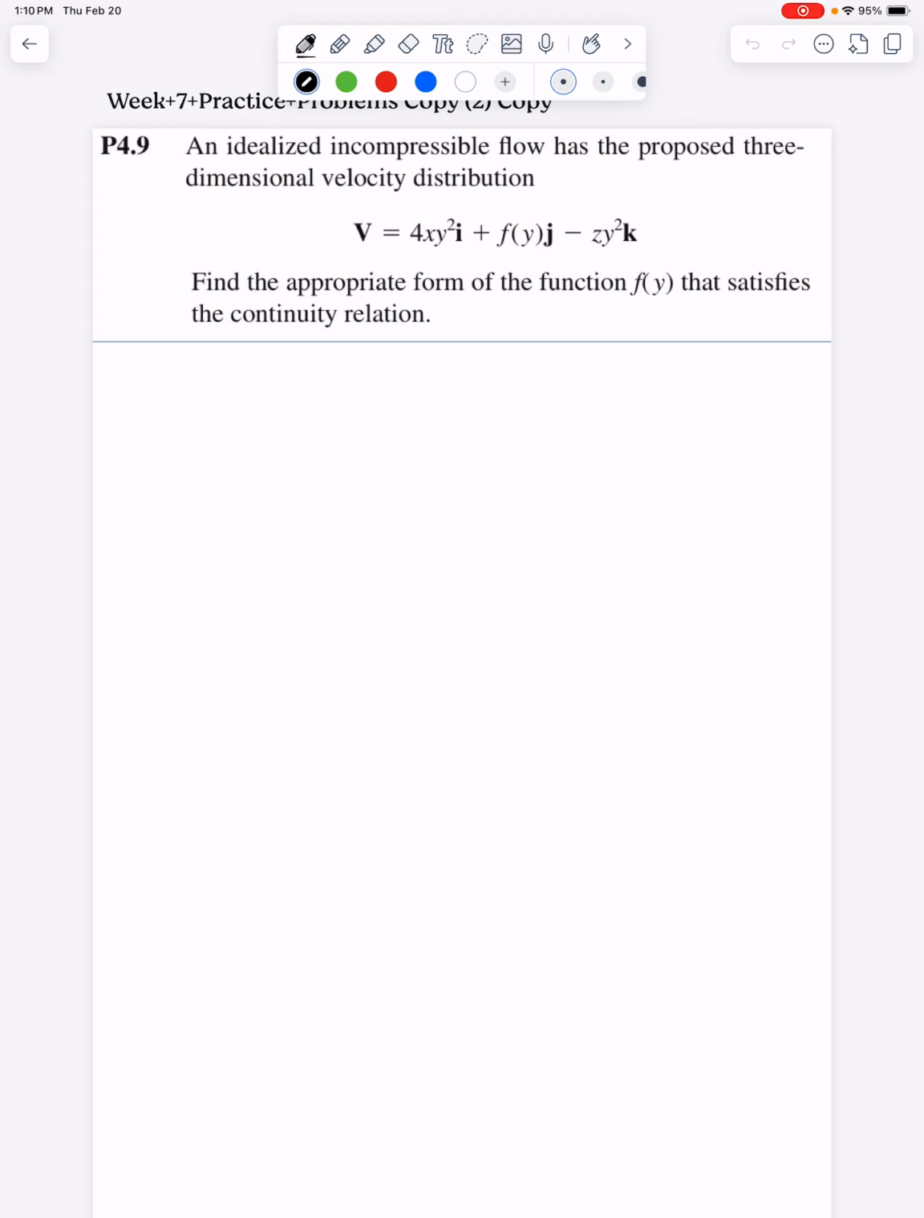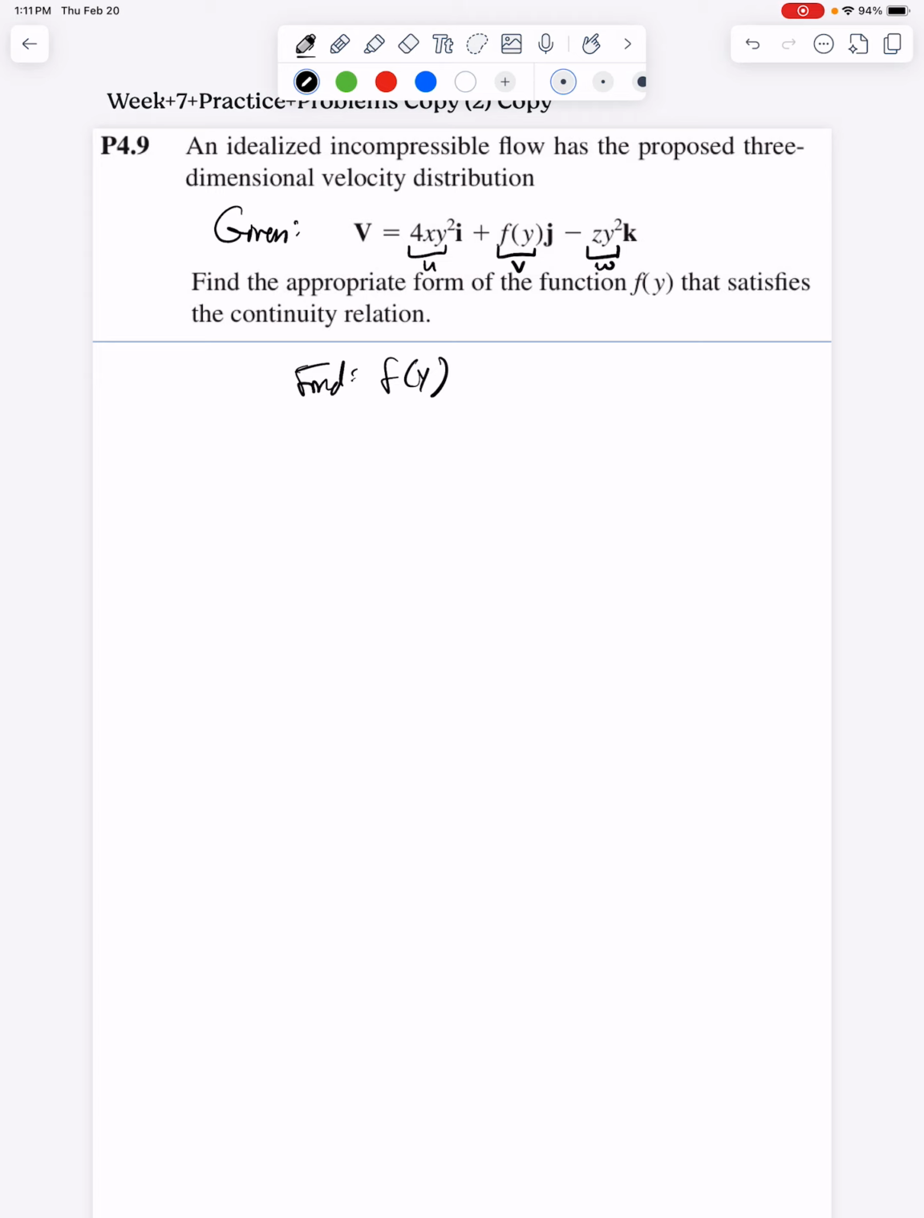I'll read the problem for us. It says, an idealized compressible flow has been proposed with the 3-dimensional velocity distribution given below. So this is your velocity field, your vector field, and it details the x component of your velocity, notated as u, the y component, notated as v, and the z component, notated as w. We're interested in finding the appropriate form for the function f of y to satisfy the continuity relations. So what we're interested in finding is the y component of your velocity, v.